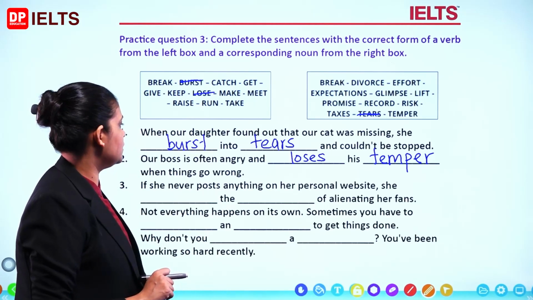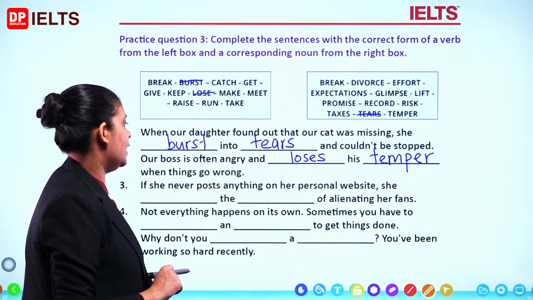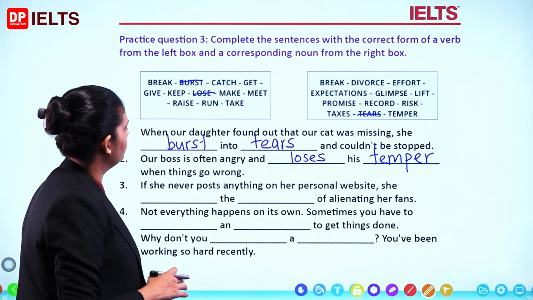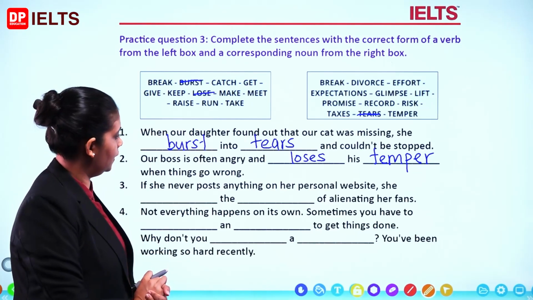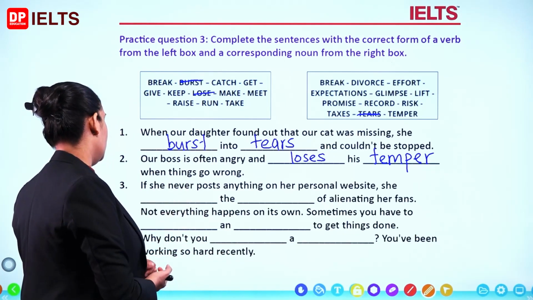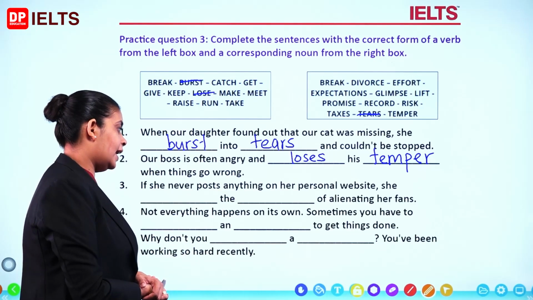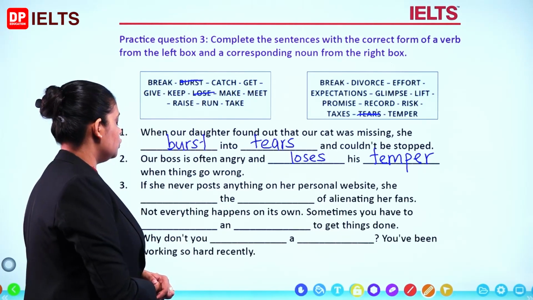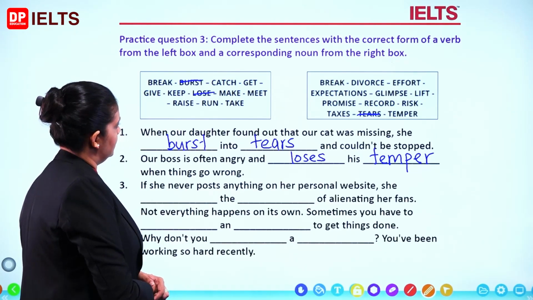If she never posts anything on her personal website, she blank the blank of alienating her fans, right? What do you think it is? Think about it, okay? I want you to do it on your own. Now I've done 2 already. Not everything happens on its own. Sometimes you have to blank and blank to get things done. Why don't you blank a blank? You've been working so hard recently.